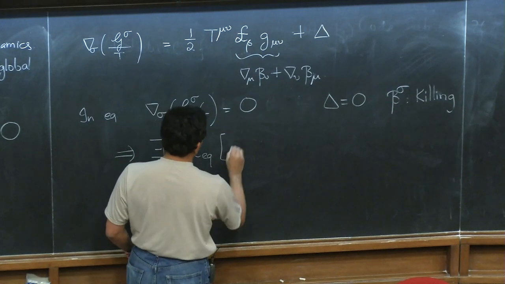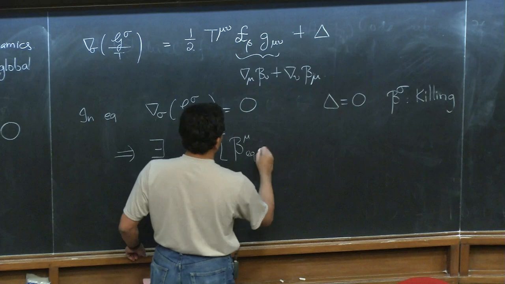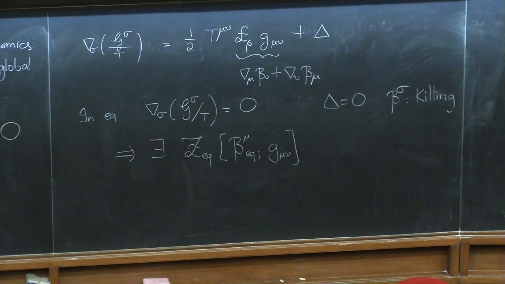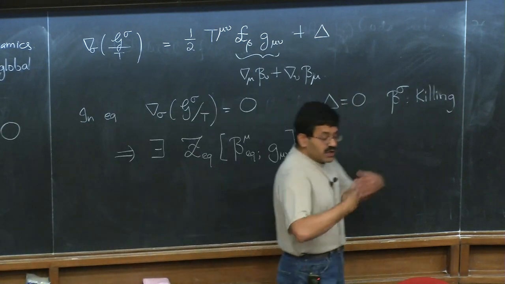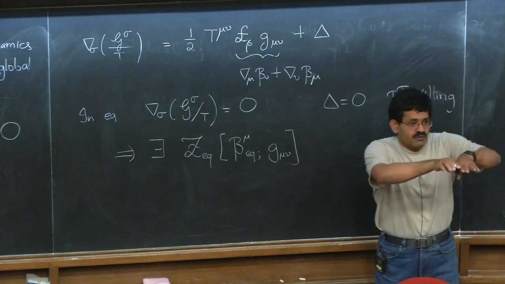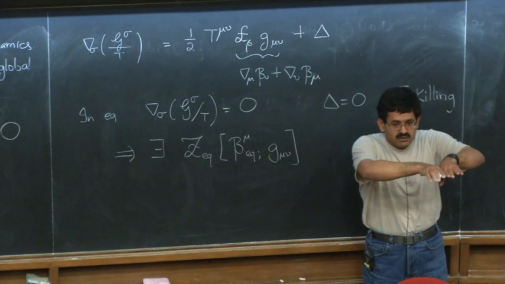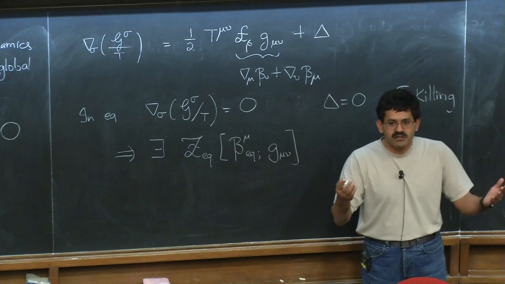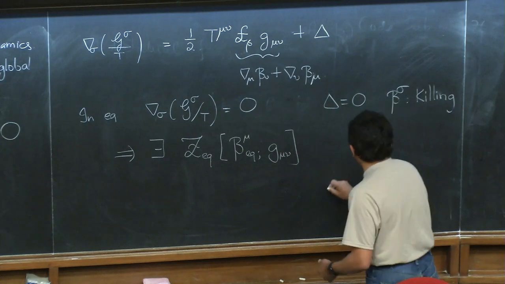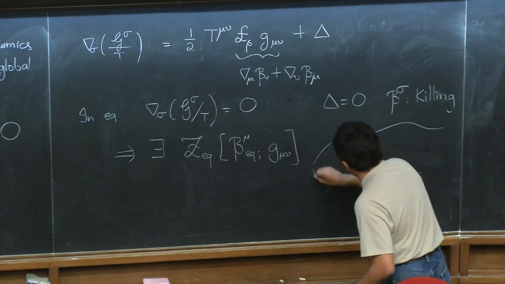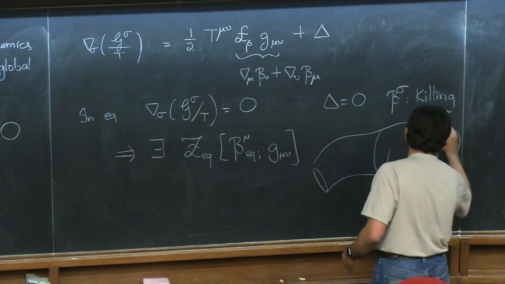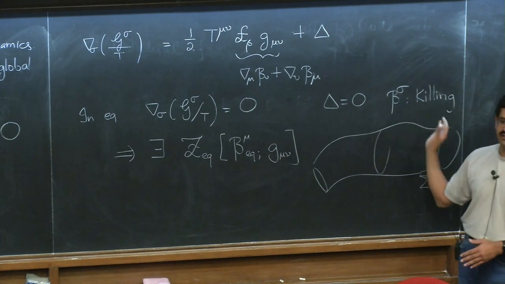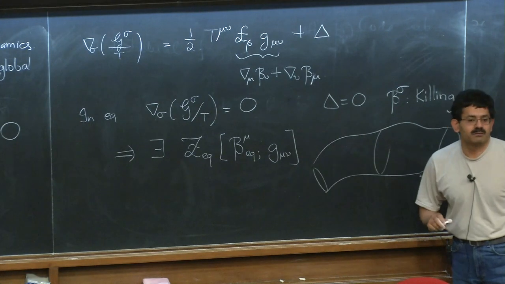So I'll write this as Z equilibrium of beta mu and g mu nu. It's just some scalar function built out of these. And that scalar function, if you are doing usual statistical mechanics of quantum field theory on Minkowski space, with homogeneous constant temperature everywhere, is a familiar partition function. I'm just allowing myself the freedom to upgrade from that picture to the configuration I was drawing last time, where my thermal circle was fibered over this base manifold sigma, and the fibration structure dictates what the structure of this partition function is.